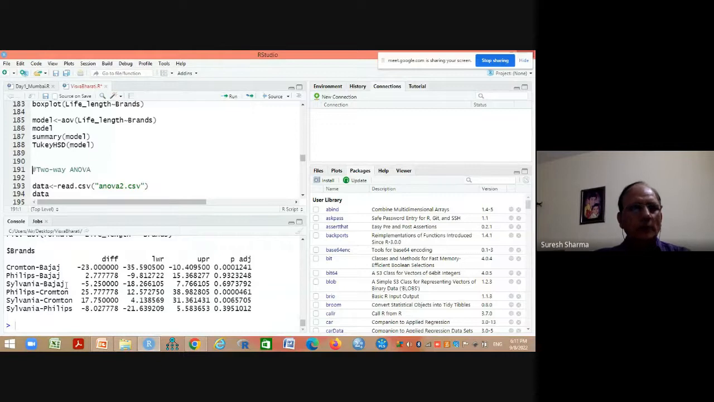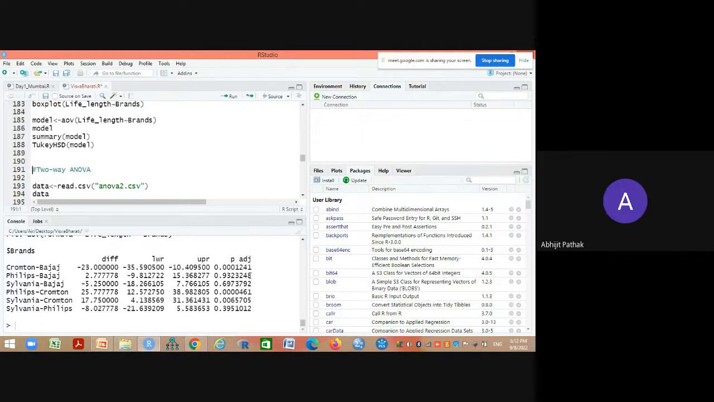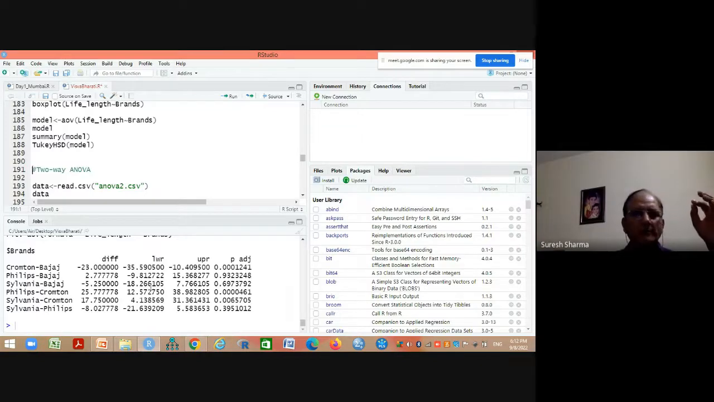What about Philips and Bajaj? The p-value is 0.93. Is there any difference between Philips and Bajaj? The p-value is more than 0.05, so no difference. What about Sylvania and Bajaj? No difference. What about Sylvania, Philips and Crompton? Sylvania and Crompton, there is a difference. Sylvania and Philips, no difference.